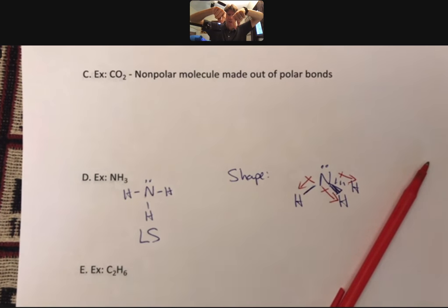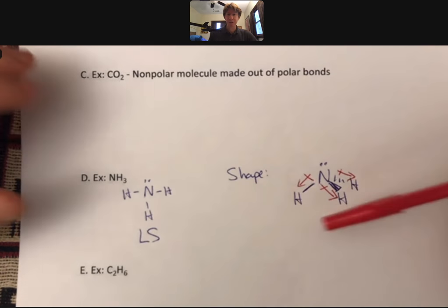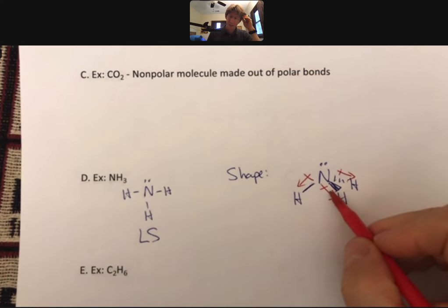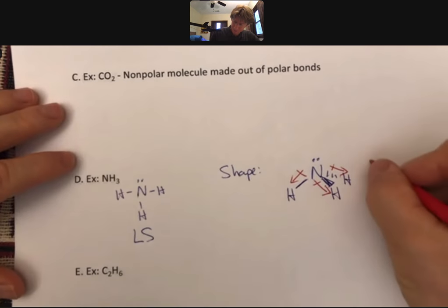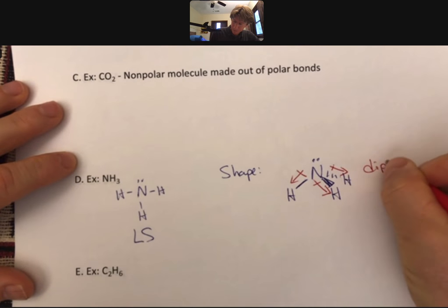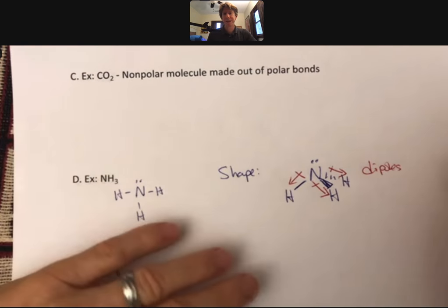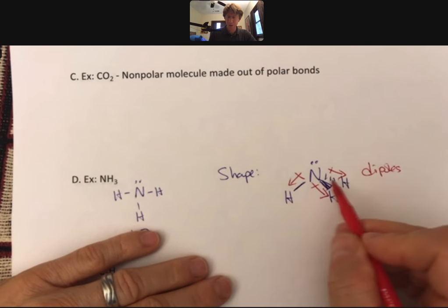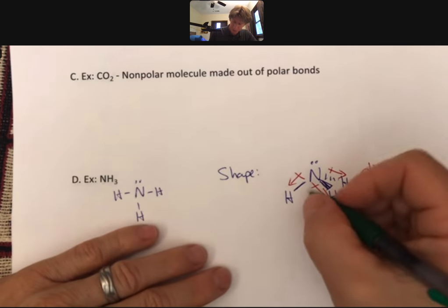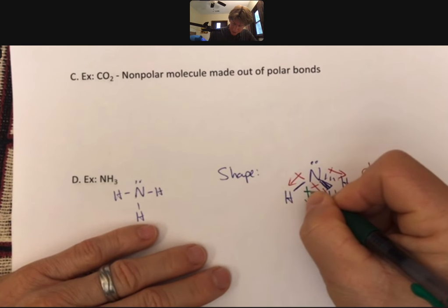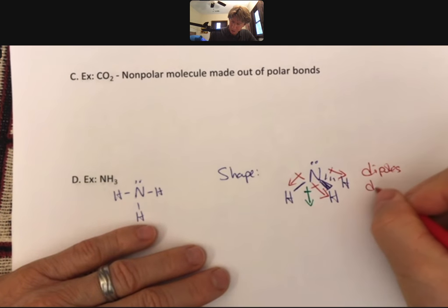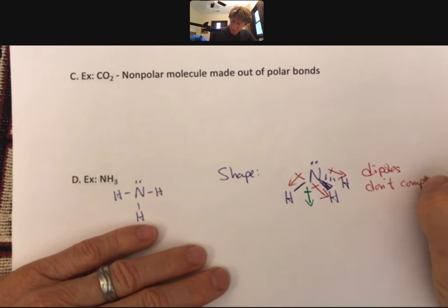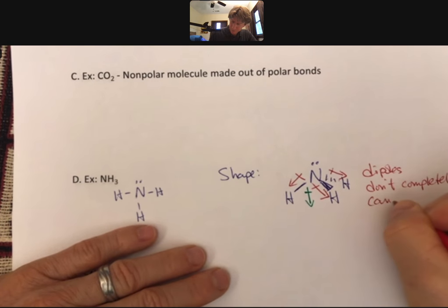And so, again, the left and right portions, it's hard to see. Hopefully you can look at this and start to see that the dipoles don't cancel. The best way to say it is the left and right portions do cancel, but if we draw the molecular dipole, it is straight down. So dipoles don't completely cancel out. This is a polar molecule.